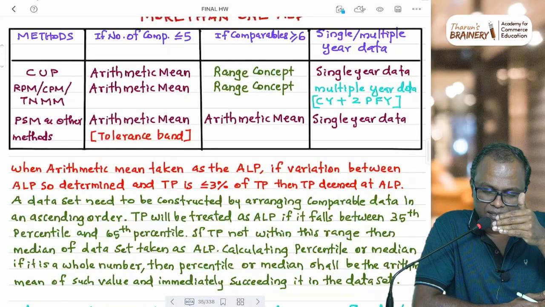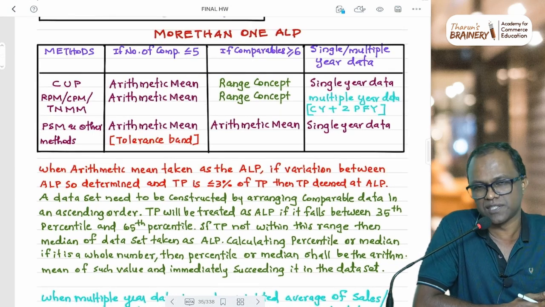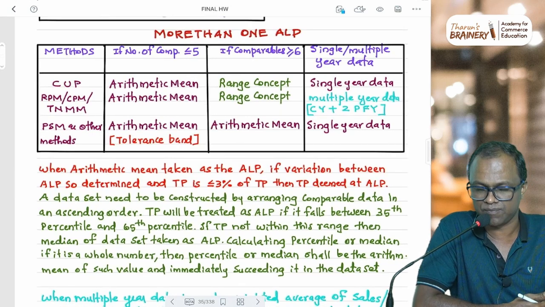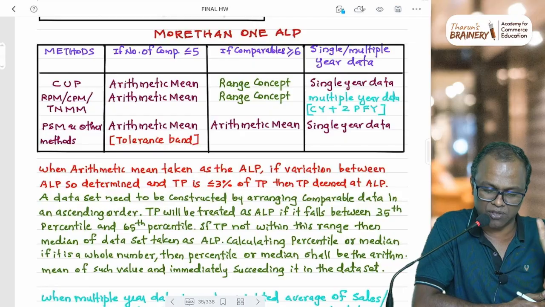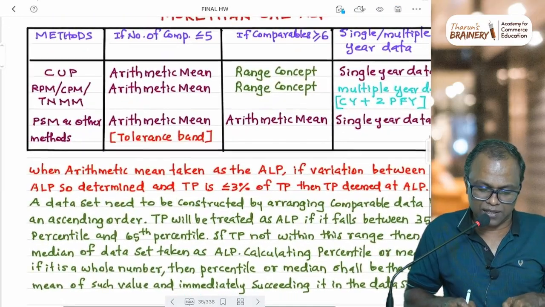In the examination, they never tested questions from this area. By seeing this, we will feel that it is complicated. Actually, it is very simple. That is why in the examination they are not asking. Practically also, everything is done by software. It is very easy. Now, this 3% tolerance band.